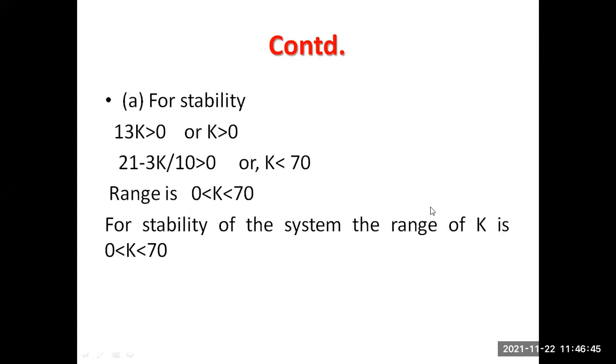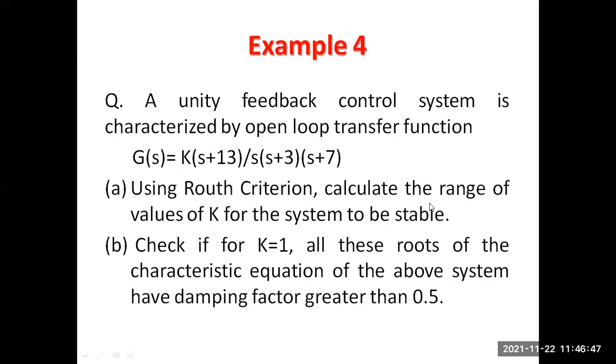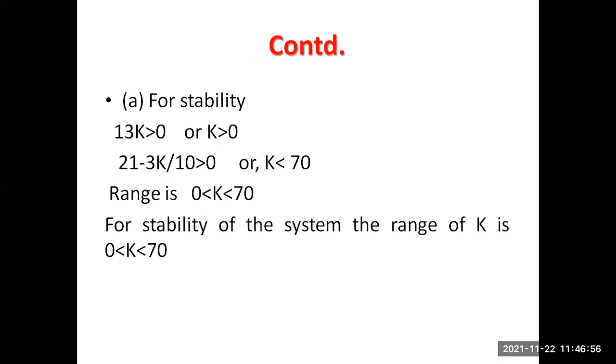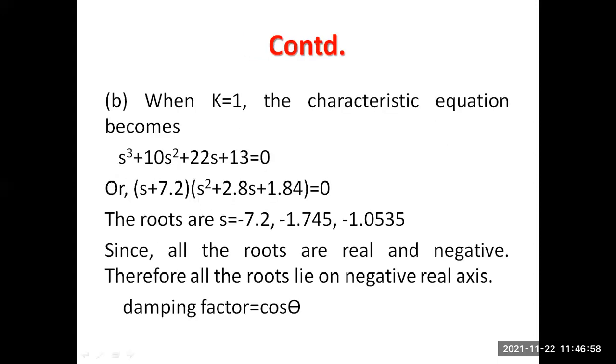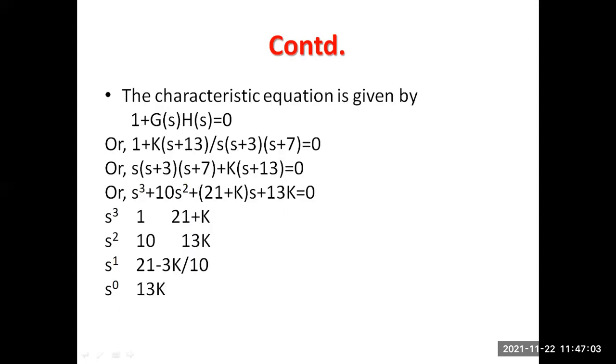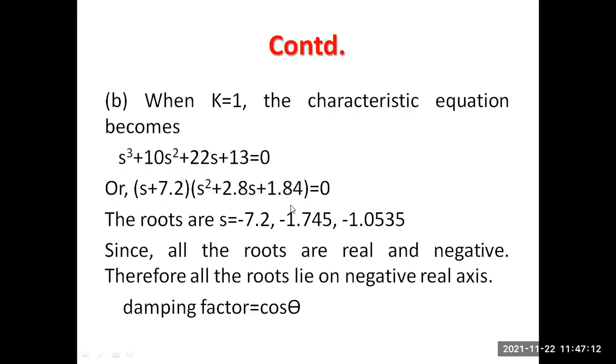Now next, for the next part, check if for K equal to 1, all these roots of the characteristic equation of the above system have damping factor greater than 0.5. We need to calculate this. So how to calculate this one? When K equal to 1, what should be the characteristic equation? We'll simply substitute K equal to 1 in this characteristic equation. So what we are getting? We are getting s cube plus 10s square plus 22s plus 13 equal to 0.